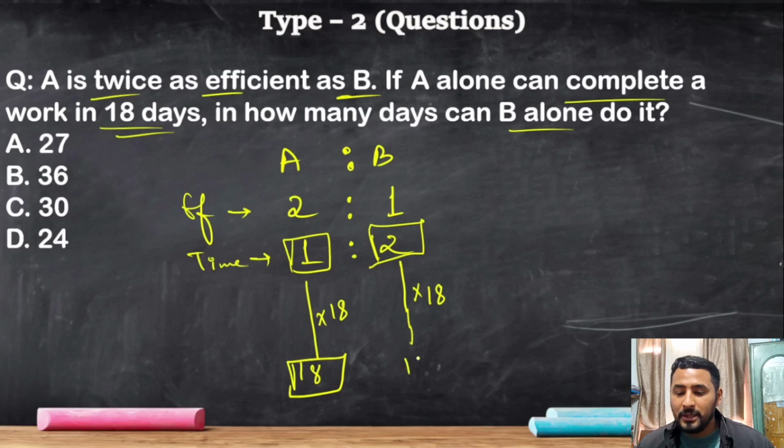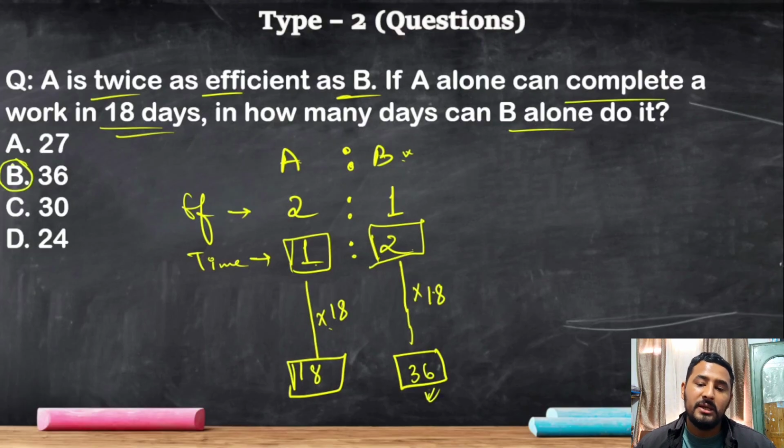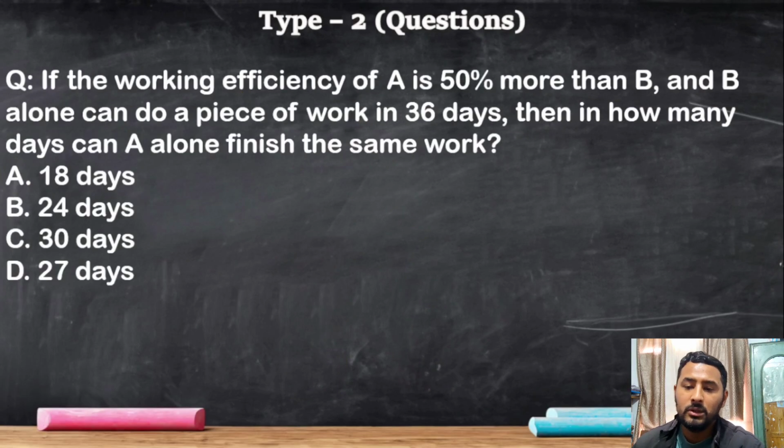I told you ratio is the relationship of two or more given values, right? Yes or no? So in this case, if 18 is being multiplied by 1, in the same way 18 will be multiplied by 2, because A and B are in relation. So 2 into 18 will be how much? Sorry, I've written 18. 2 into 18 will be 36. So B alone can do it in how many days? 36 days. I hope this is clear. Option B will be the correct answer. Very important. Okay, let's go one more.